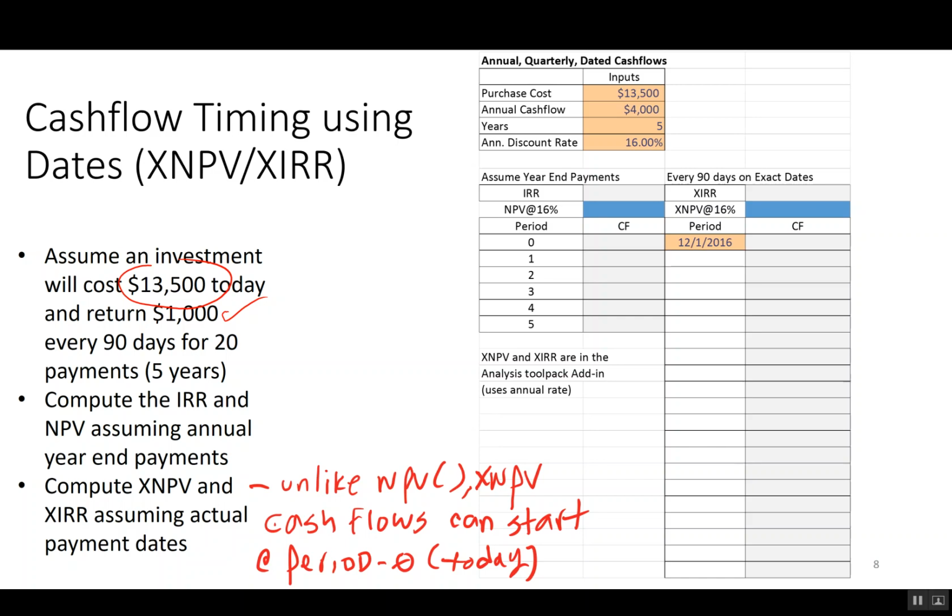Now the XNPV and XIRR functions, pretty cool functions. They allow you to put in dates, not periods like 1, 2, 3. So let's take a look at that spreadsheet.